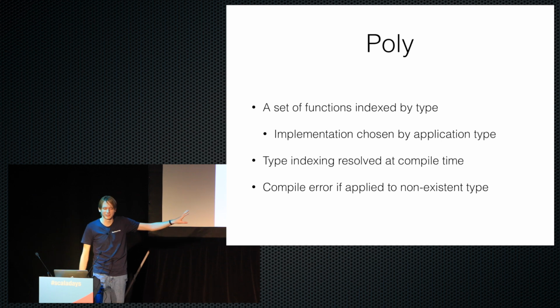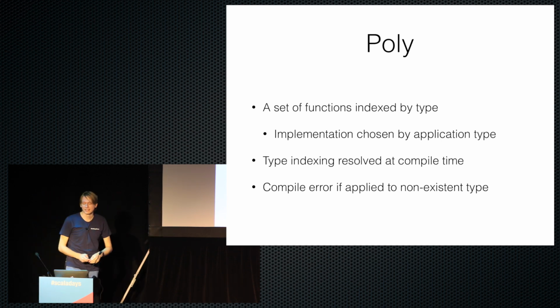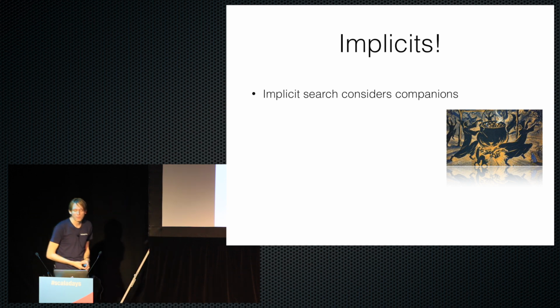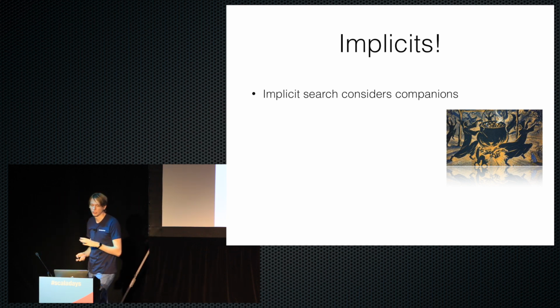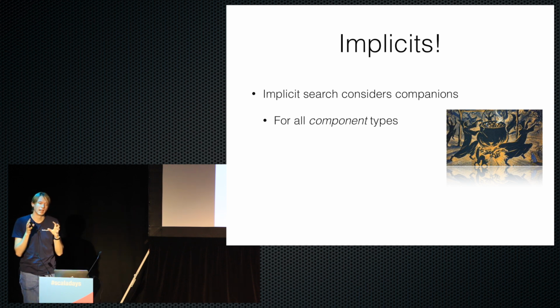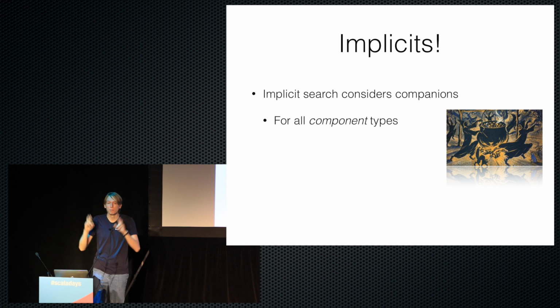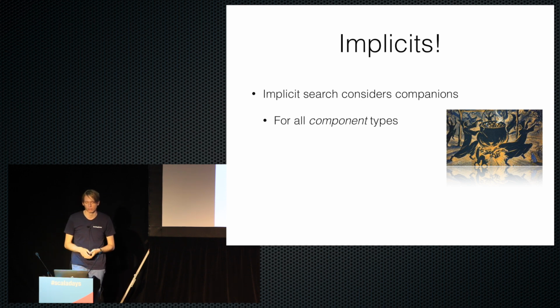How is this actually possible within Scala? Is it possible? Well, it turns out the answer to this comes back to implicits, as everything always does. So implicit search considers the companions of types. Specifically, it's looking at the companion objects for all components of the type that it's searching for. So Remover, for example, in the previous example was a component. So the companion object was considered when it was looking for implicits.